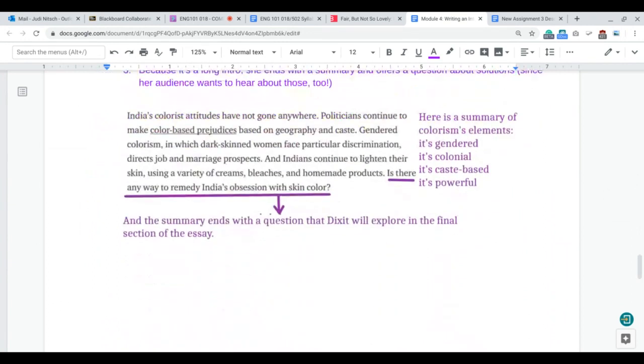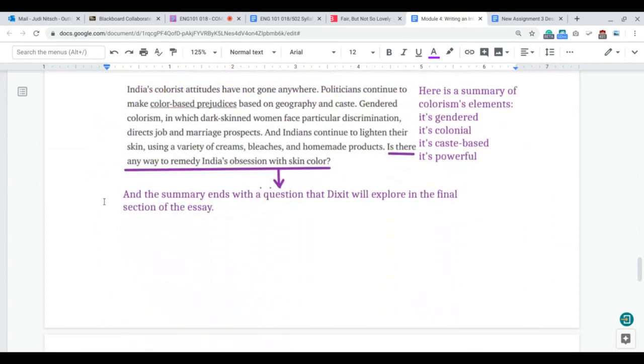Here's the final paragraph of the intro. Indians' colorist attitudes have not gone anywhere. Politicians continue to make color-based prejudices based on geography and caste. Gendered colorism, in which dark-skinned women face particular discrimination, directs job and marriage prospects. And Indians continue to lighten their skin using a variety of creams, bleaches, and homemade products. Is there any way to remedy India's obsession with skin color?